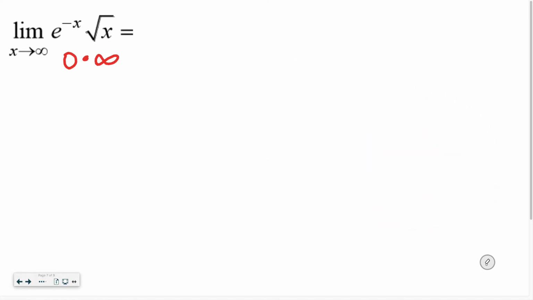But since it's indeterminate, we can use L'Hopital's rule. Well, go back up to L'Hopital's rule. We have to have a fraction in order to use L'Hopital's rule. We have e to the negative x. We can easily take that and move it to the denominator, right? So we can rewrite this limit as the limit, as x approaches infinity, of radical x over e to the x.